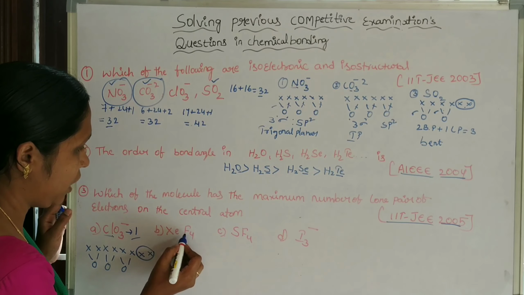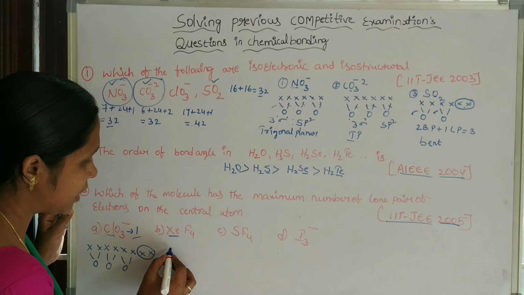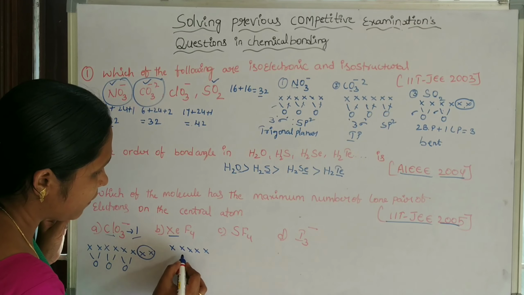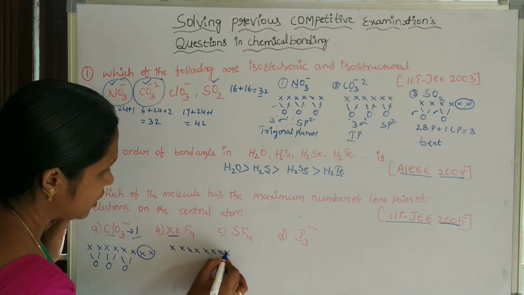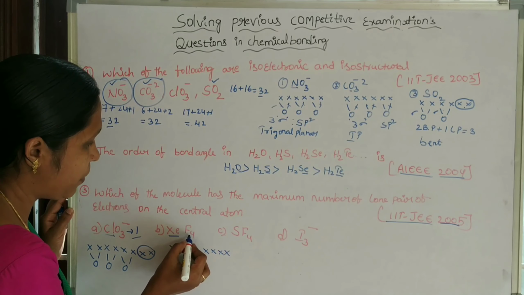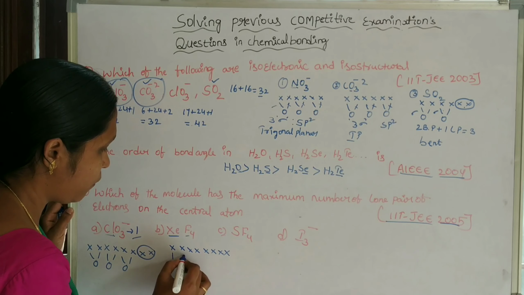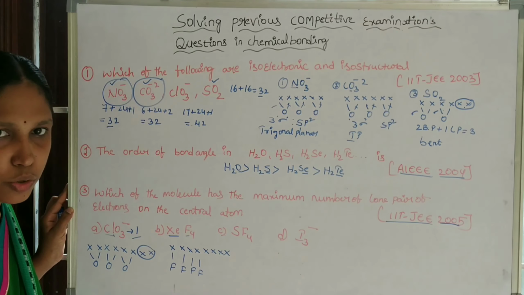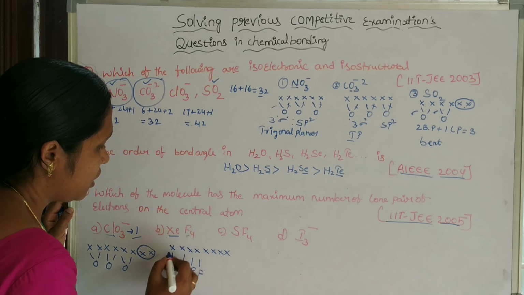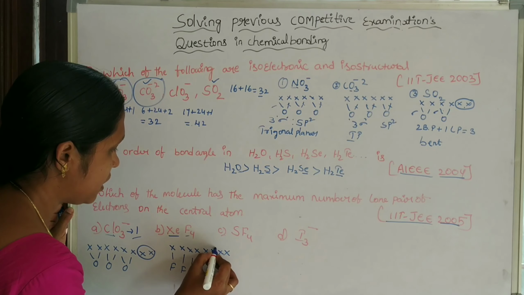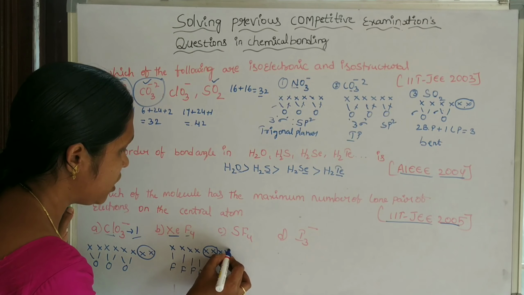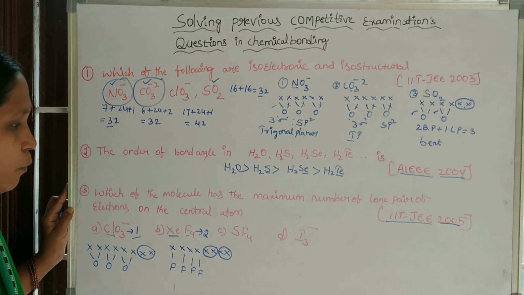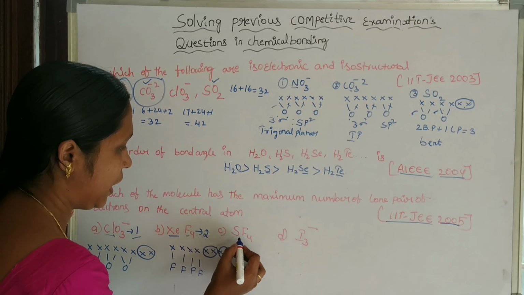Option B, XeF4. Here, xenon is the central atom and it belongs to group 8A, so take 8 valence electrons. Xenon is surrounded by 4 fluorine atoms. Each fluorine has valency 1, meaning each fluorine combines with a single electron. So 4 electrons combine with the 4 fluorine atoms and the remaining 4 electrons act like 2 lone pairs. So XeF4 has 2 lone pairs of electrons.